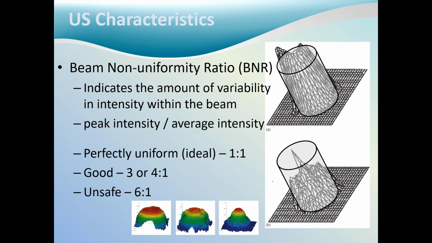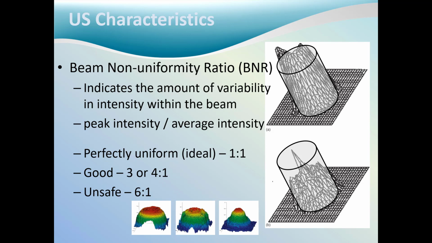A perfectly uniform ultrasound beam would have a BNR of 1:1. This would be a beam that has no peaks and no valleys. The mass manufacturing process makes producing crystals of this quality impractical. A good BNR would be a ratio of 3:1 or even 4:1.